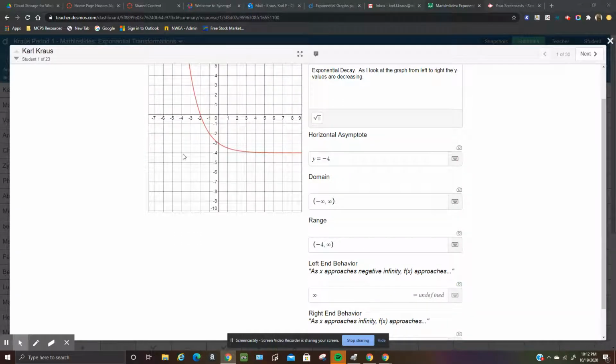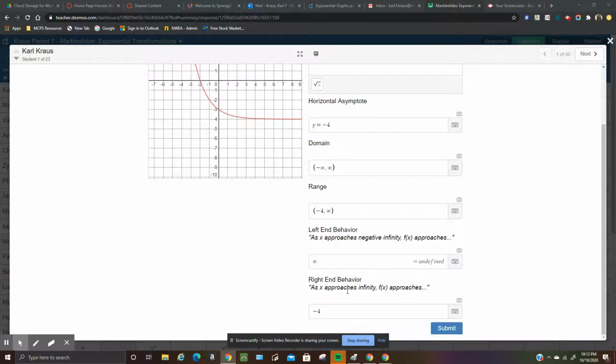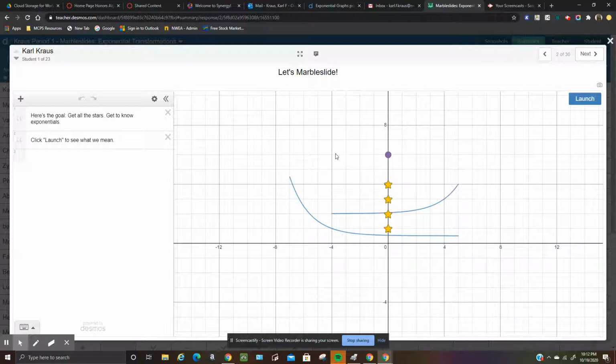As x approaches negative infinity, y approaches infinity. And as x approaches infinity, y approaches -4. And this just is showing you what you want to do with these slides: launch the marble so it collects all the stars.